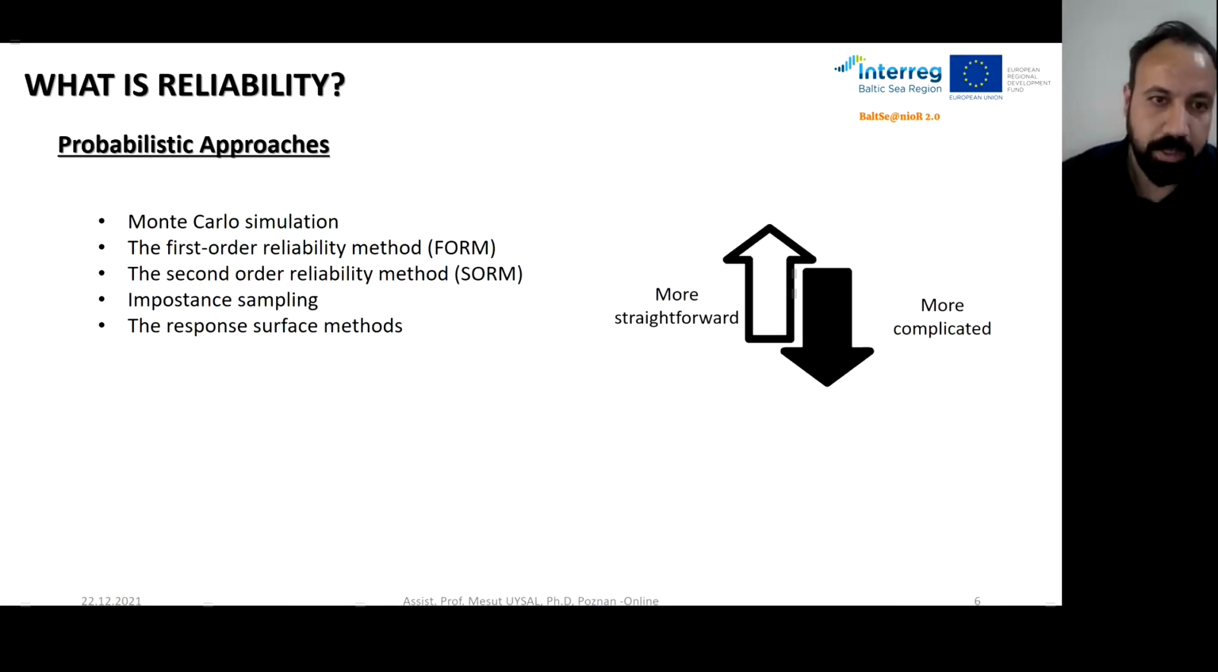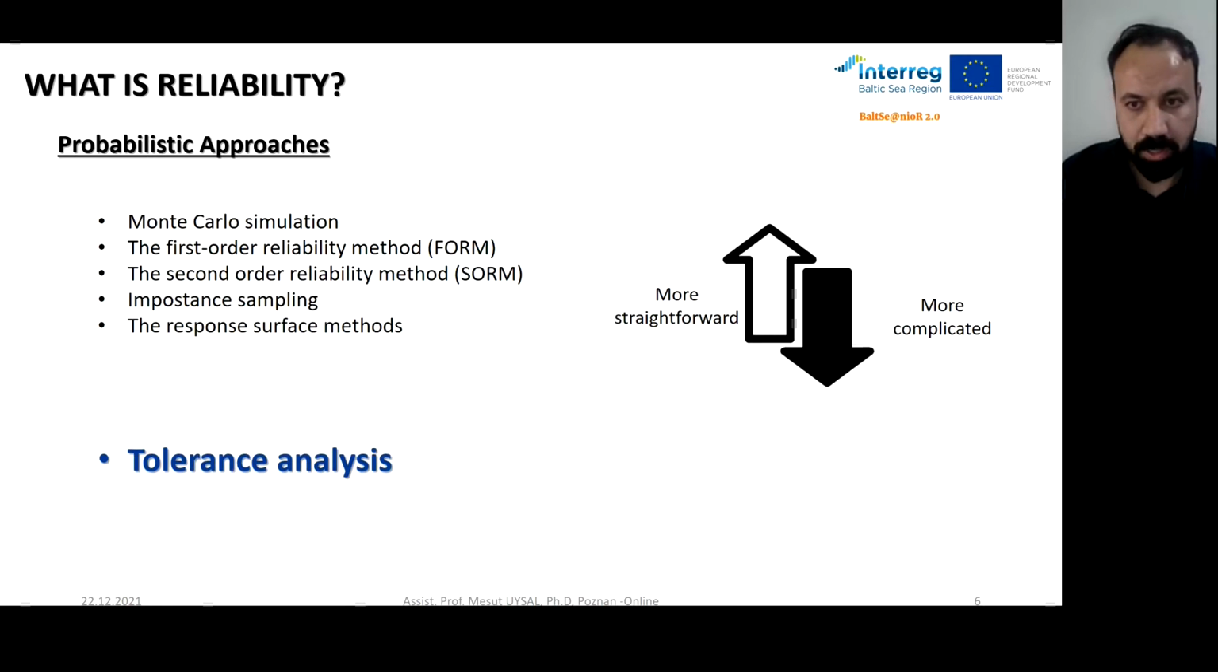If we go up here, the Monte Carlo simulation is really easy to apply. But if you go down here, the application method and the complexity get higher. Today we will talk about another probabilistic approach, which is tolerance analysis. Later I will talk about the tolerance analysis in this presentation.